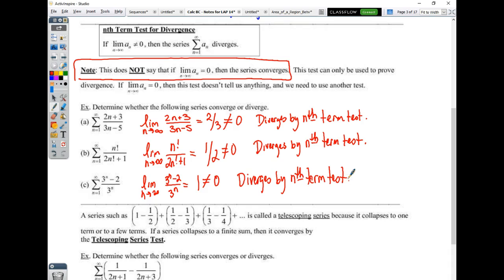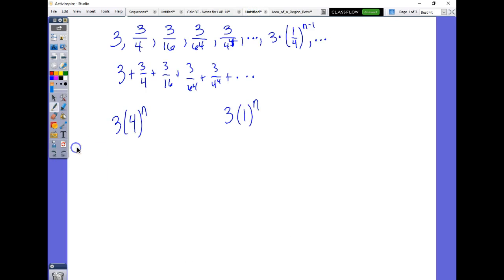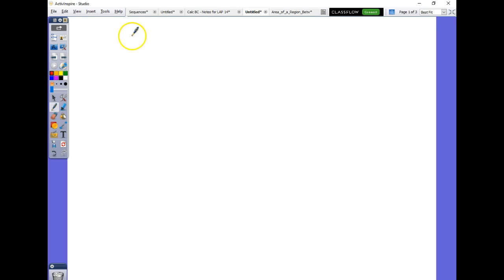Okay, which may lead to some fun questions. For instance, what happens if the limit does go to 0? So for instance, let's say we have the series n equals 1 to infinity, and I'm going to use the 2 that we had before, 3 over 2 to the n. Let's take a look at those two.